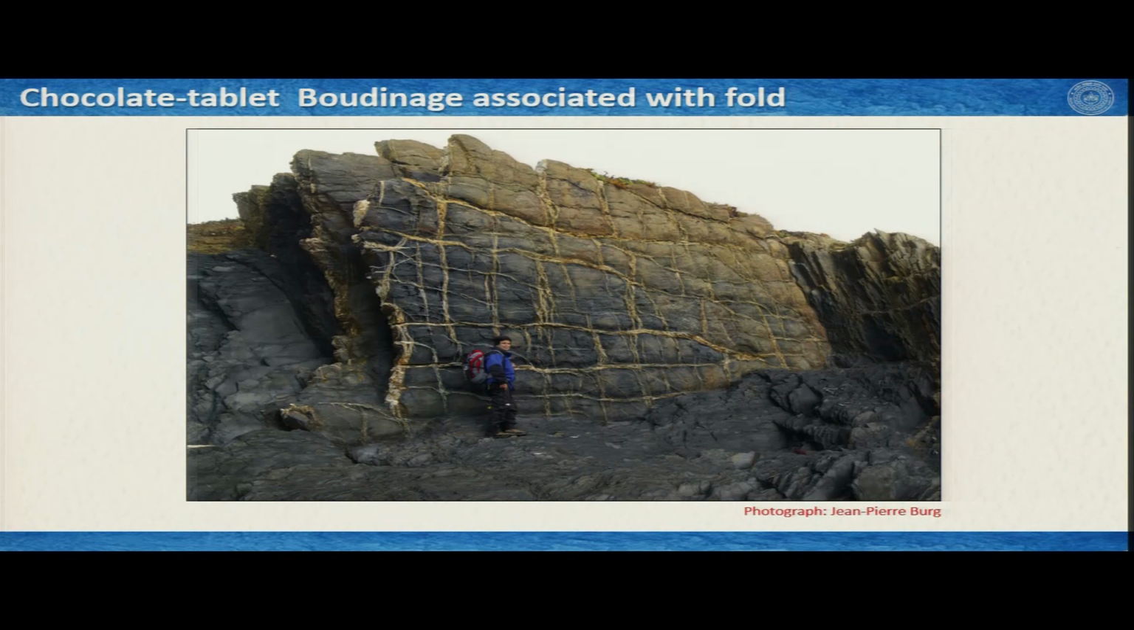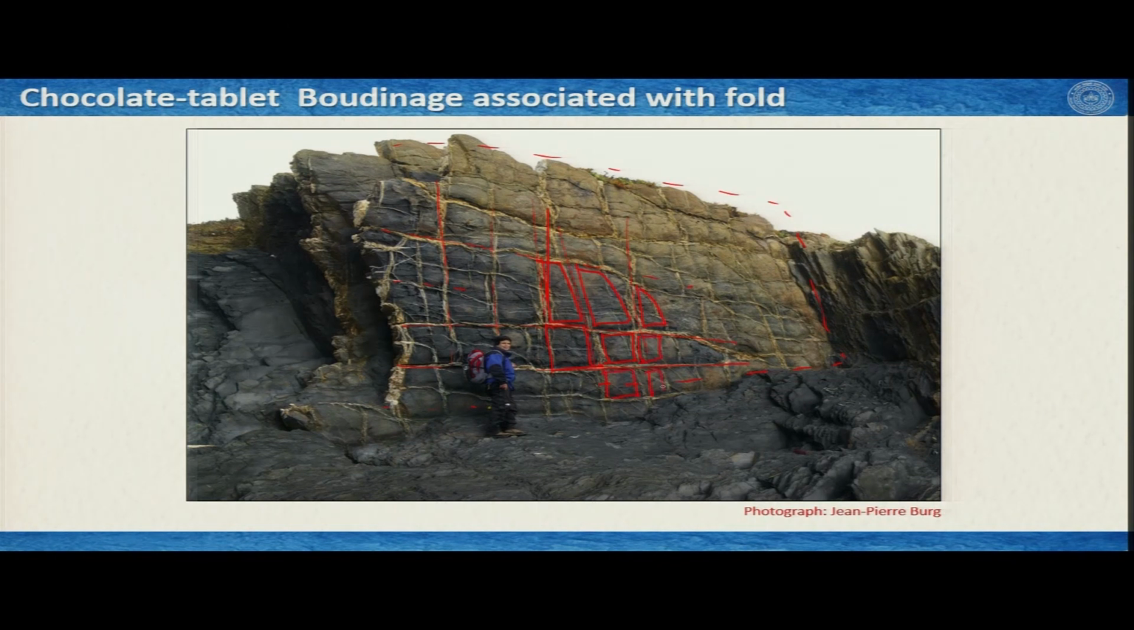Now, what do you see here? This is the form surface of a fold, this surface. This is the form surface of a fold, and you see that this is characterized by one set of fractures and then another set of fractures like this, almost orthogonal to that. Therefore, it produced the chocolate tablet Boudinage.